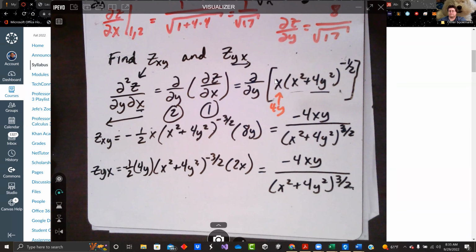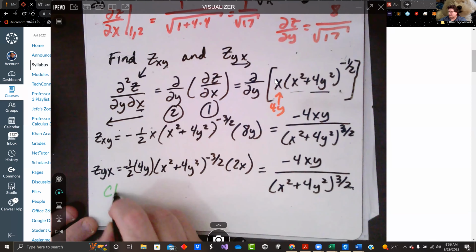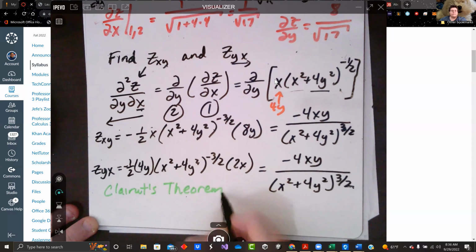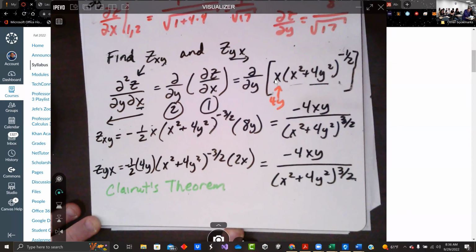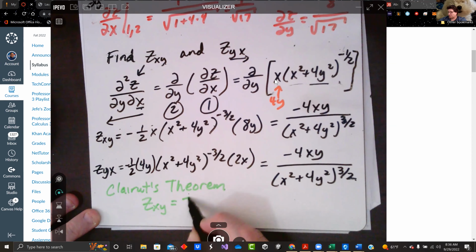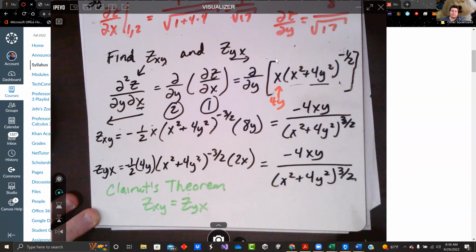Same thing. Big idea: that is certainly no coincidence. This always happens. It's known as Clairaut's theorem. I made a Clairaut mistake over there. The mixed partial orders are equal to each other for two variable functions. Oop, I put a Z right there. That should say X. See, easy to do.